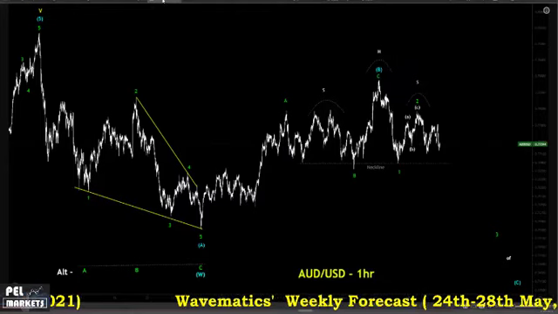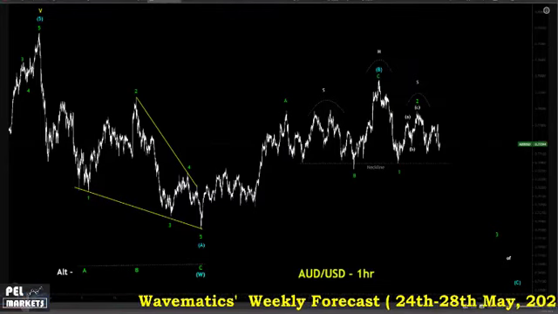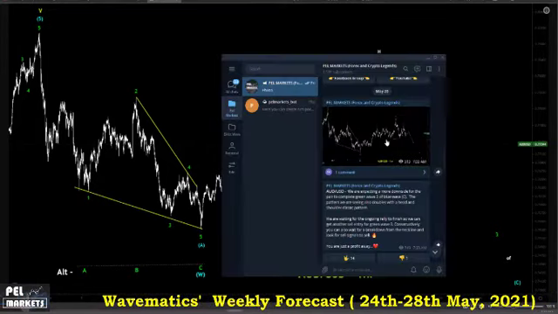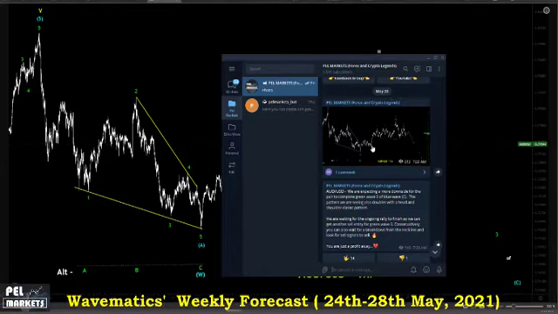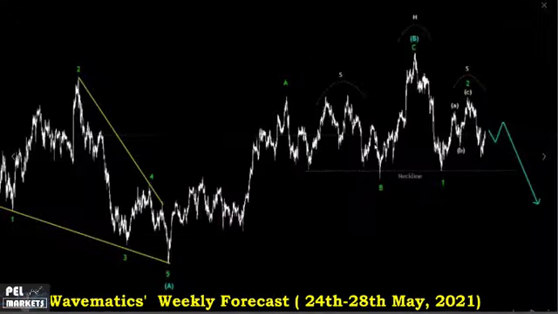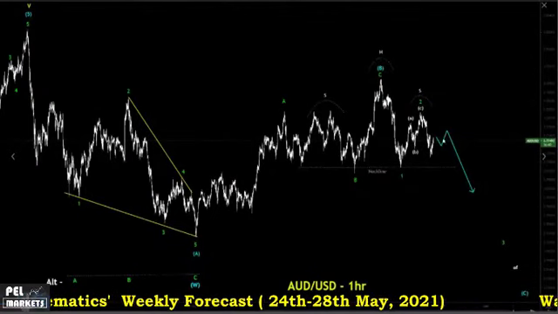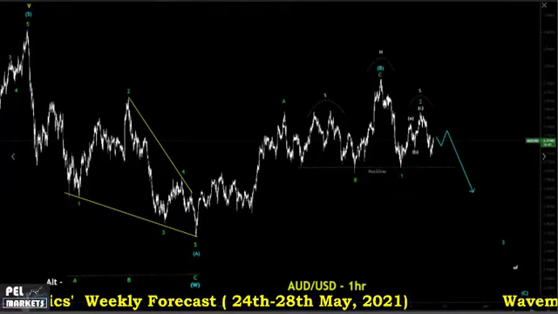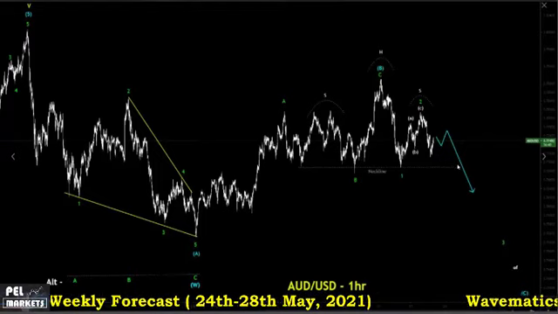The next pair that we are going to look at is the Aussie dollar. I posted this particular pair on a Telegram channel on Friday, that is May 20th, and this is what I posted. It's a very simple setup. At that time I was looking at it like, okay, we've had a wave 1, a wave 2, and a classic pattern of head and shoulders. So we are waiting for price to break the level.